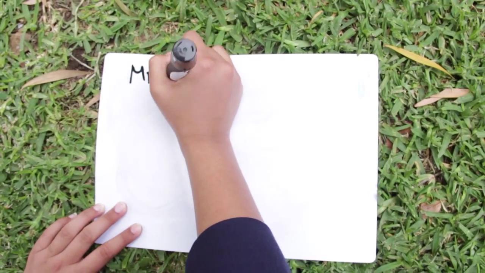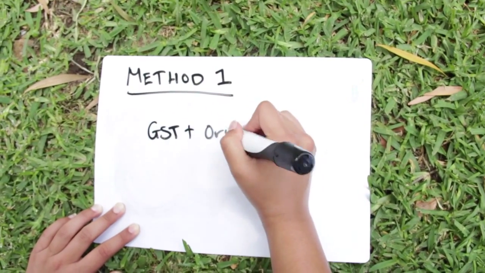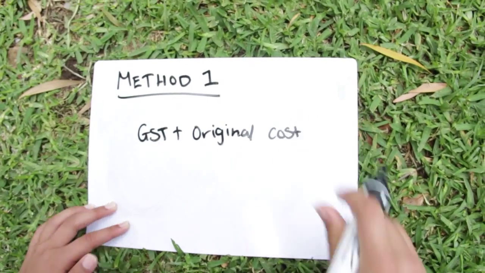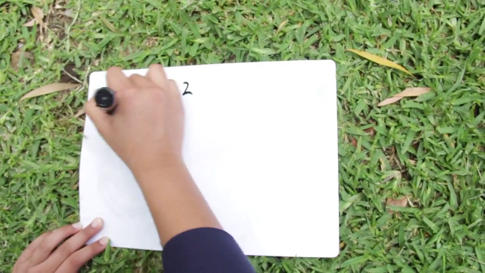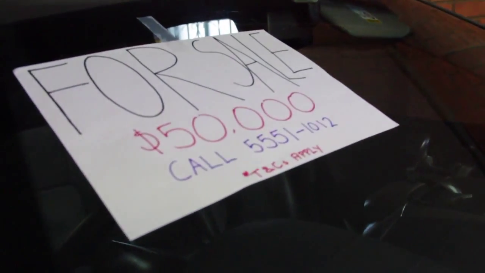There are two ways to find the price, including the GST. The first way is to find the GST and add it to the original cost. The second way is to multiply the cost by 1.1. For example, Stella wants to buy a car. The car she finds costs $50,000.